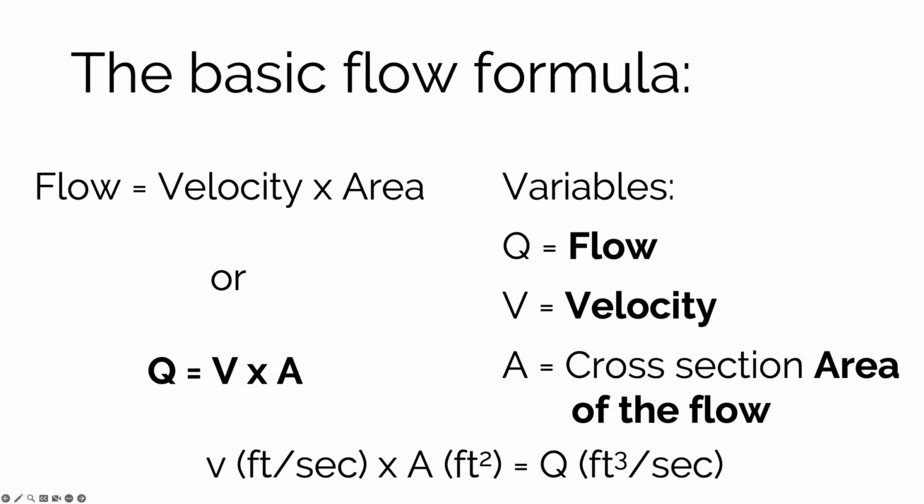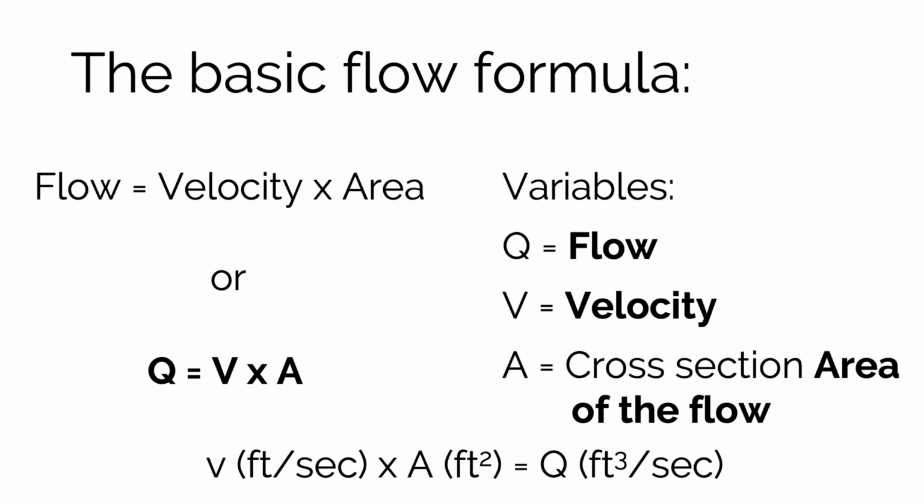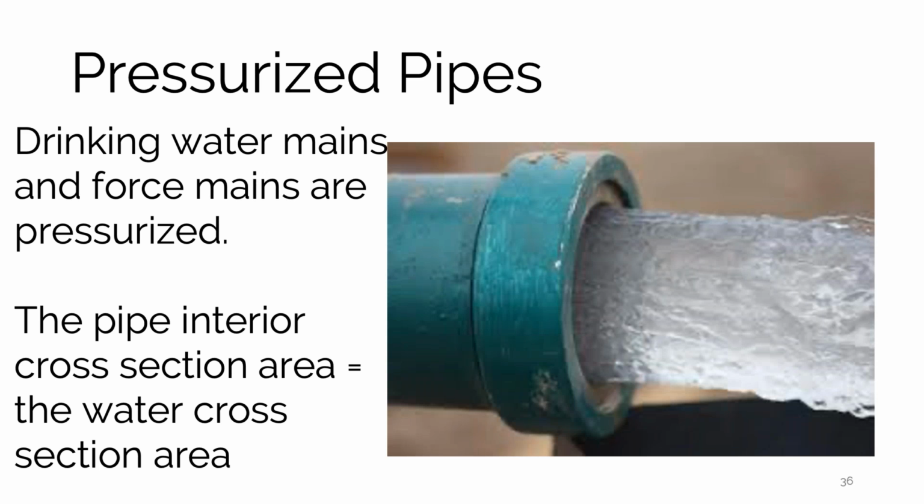And if you look at the units, the math makes sense. Velocity is in, for example, feet per second, area is in feet squared, and those two together, feet squared times feet is feet cubed. So we've got a volume, but the time stays the same. So in pressurized pipes, like drinking water mains and force mains, you can assume that the interior cross-section of the pipe is the same as the cross-section of the water in it.